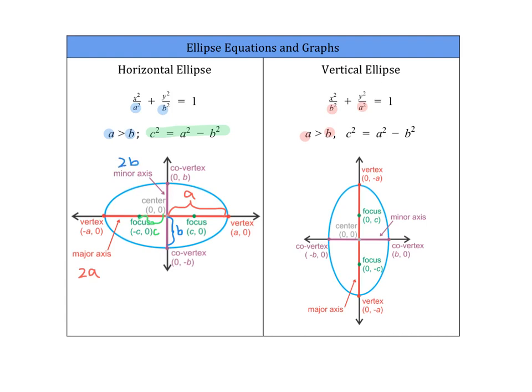Now, if we look over here at the vertical ellipse, again, the only thing that's different is that our larger denominator is under y squared.